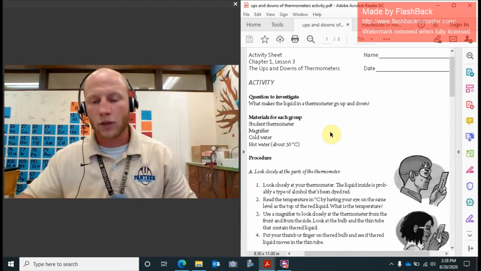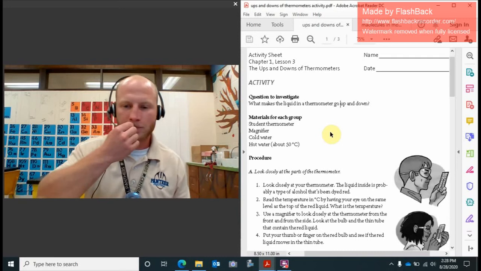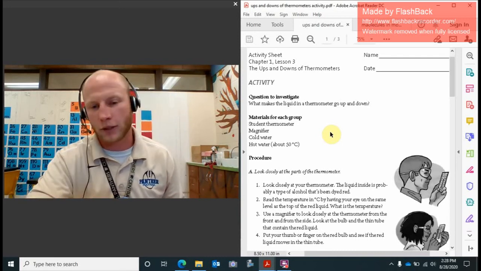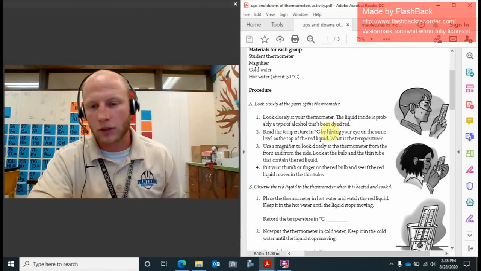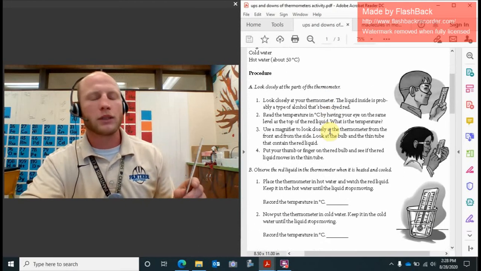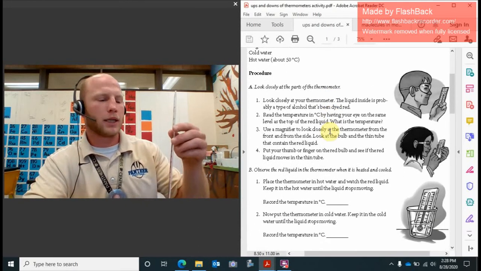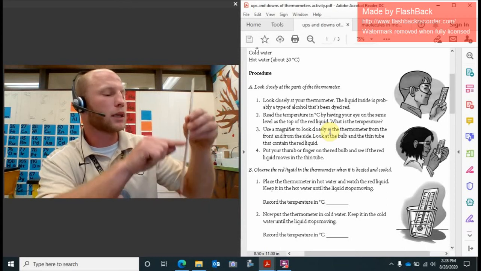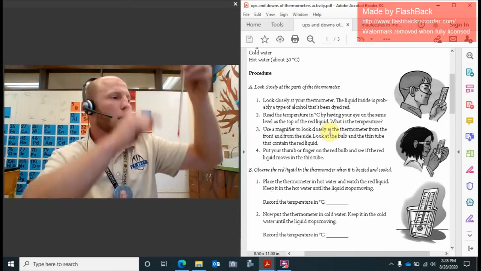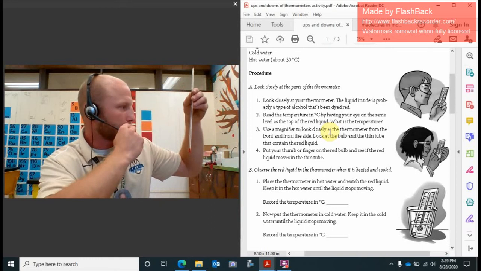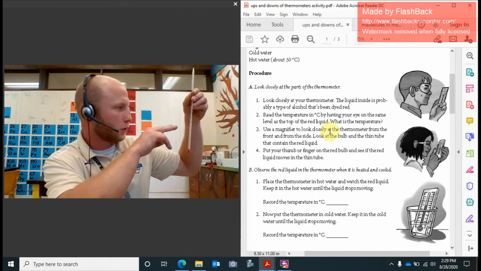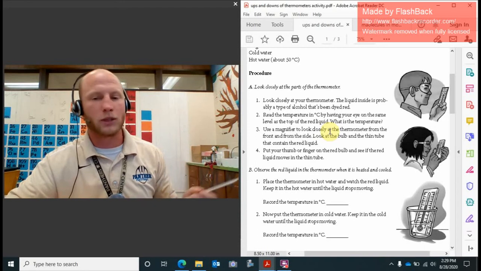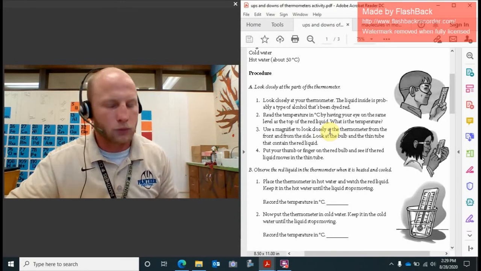Okay, so it says look closely at the thermometer. The liquid inside is probably a type of alcohol that has been dyed red. Yes, that's correct. Read the temperature in Celsius at eye level. So anytime that I want to read a thermometer, I'm not looking at the red line that's right here. I'm not going to have my eye level up here, and I'm not going to have it up here either. I want to be looking at it eye level so I can get a nice accurate reading. So as I have this eye level, I see that it's 23 degrees Celsius. 22 to 23 degrees Celsius is considered room temperature.